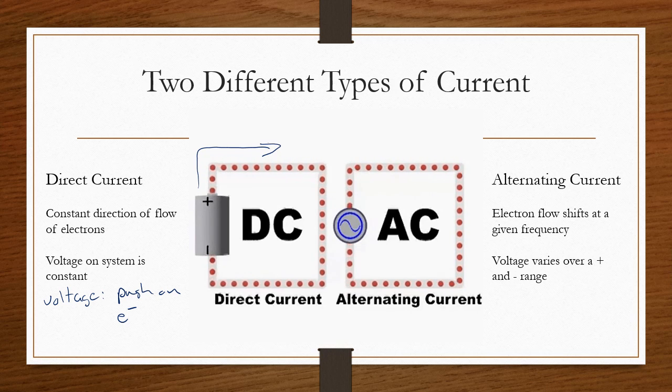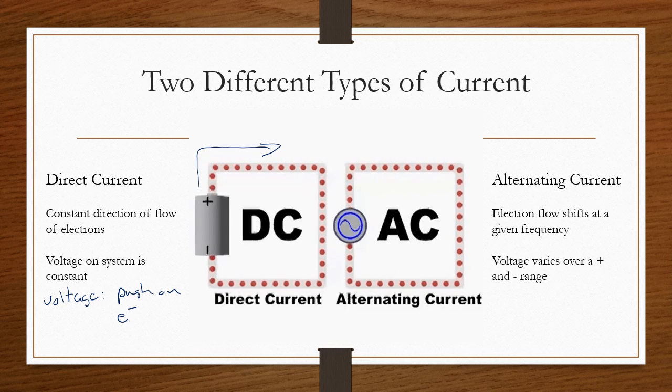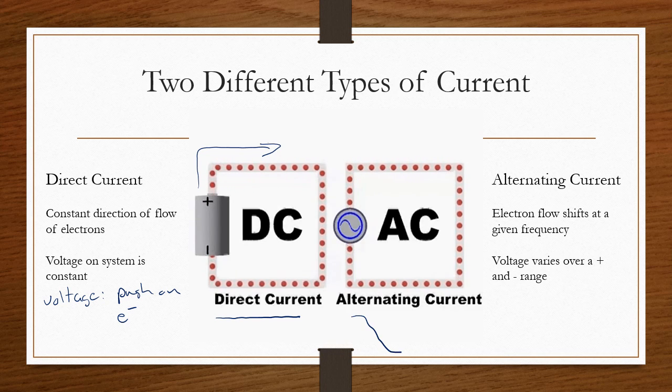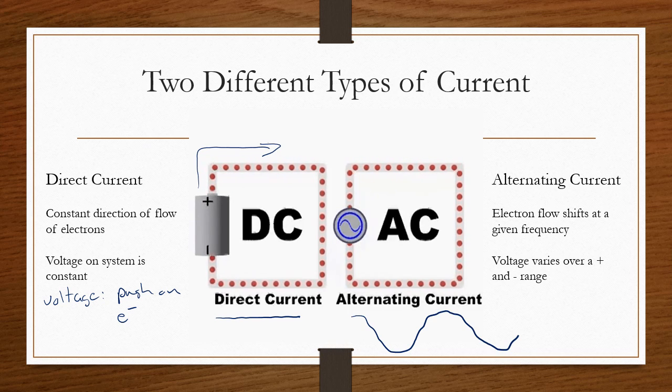Well, the other type of current is called alternating current, or AC, and that's where the electron flow is going to shift from one direction to the other at a given frequency. And the voltage that's applied to that is going to vary. It's going to vary over a positive and negative range. So for direct current, the voltage might be a straight line, whereas in AC, the voltage is going to go like this and just oscillate back and forth, which is going to cause the electrons to move one way and then slow down and move the other way.